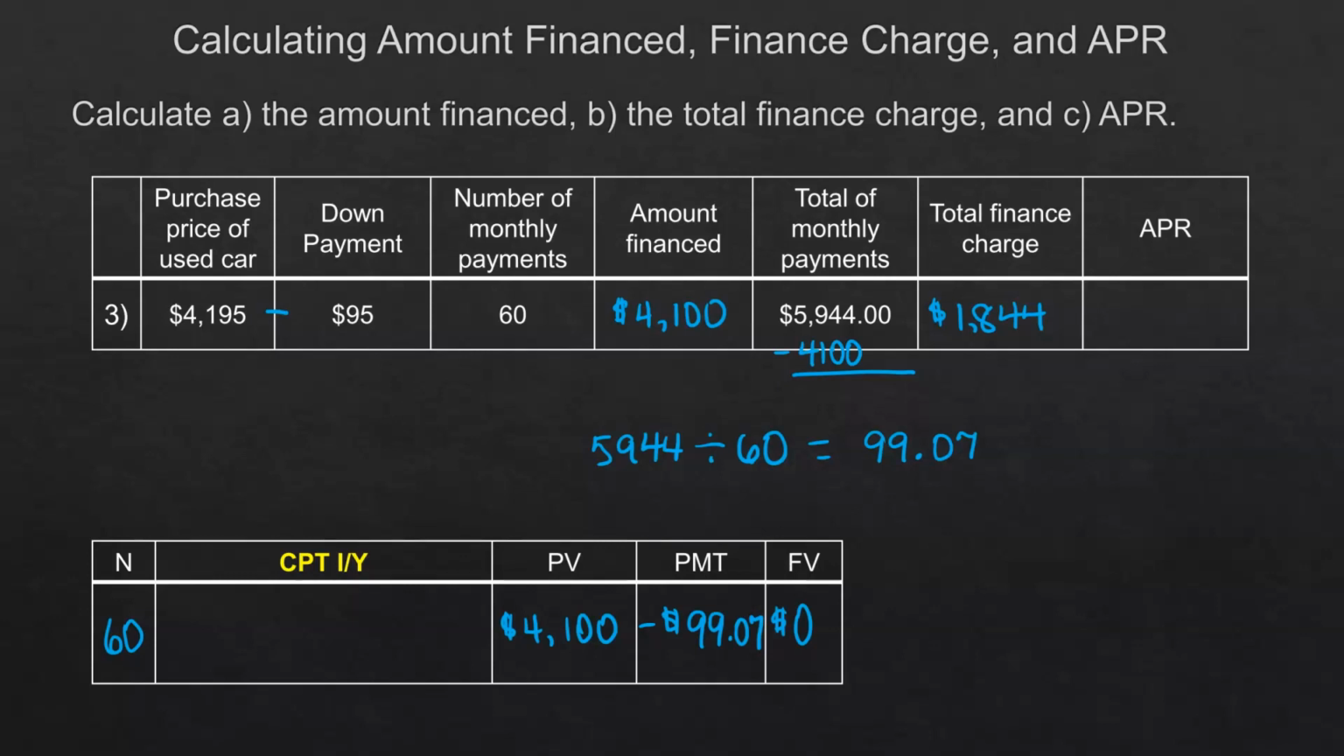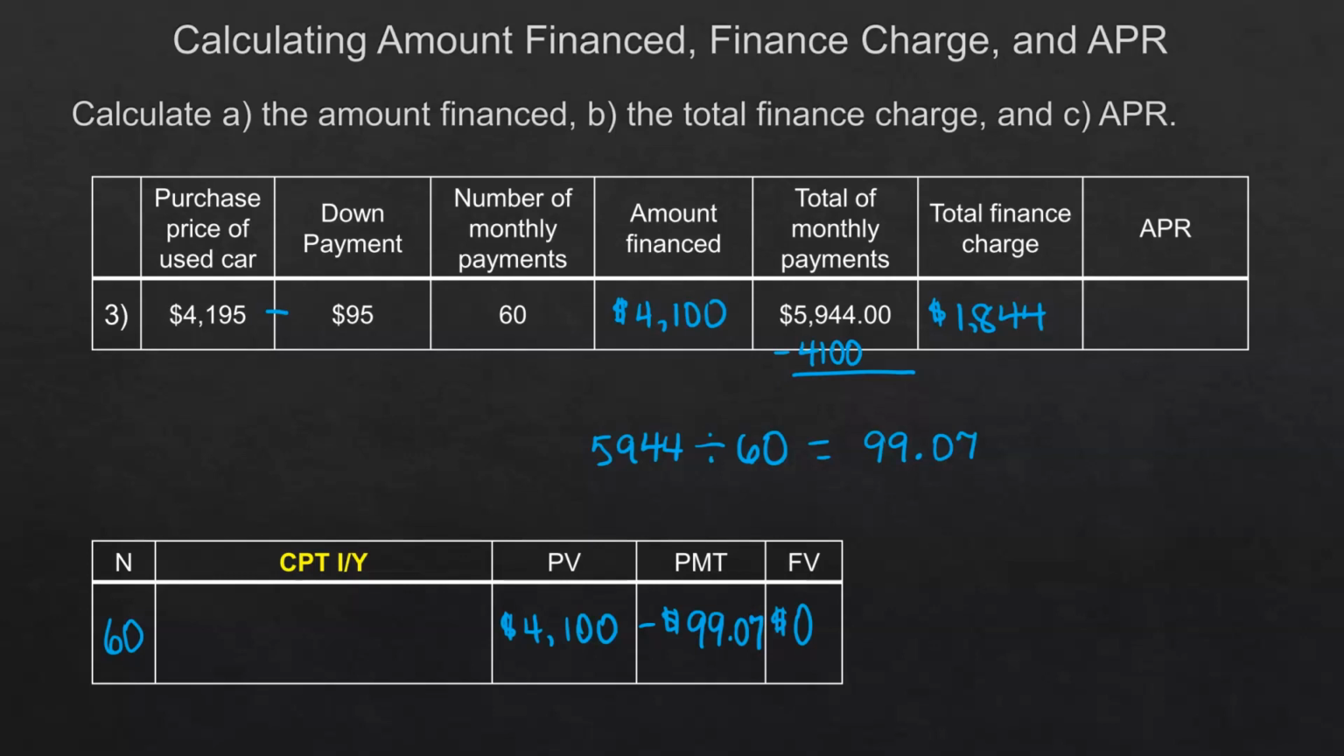Once you've got these numbers on here, don't forget that when you type in 99.07, push your plus minus so that you put your negative up there, because it has to go in as a negative. You have to tell the calculator you're paying payments. I'm paying in this $99.07 each month, and that's why we write it as a negative. You borrowed the 4,100 and you spent it, so that's why it's a positive.